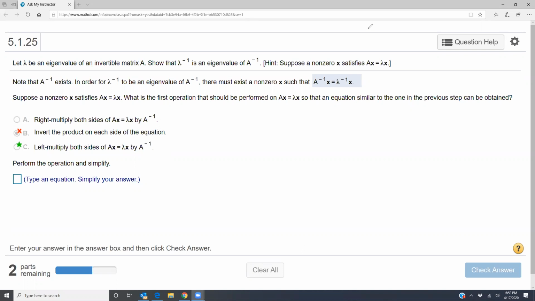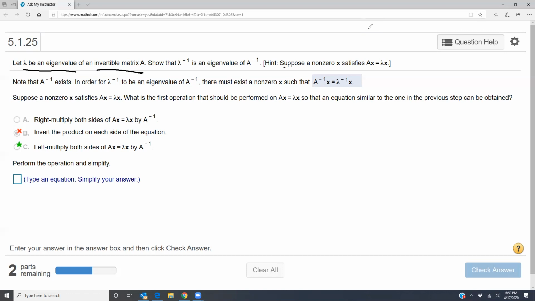This is a video to address a student question on section 5.1, number 9. We're dealing with eigenvalues in this section, and the problem says, let lambda be an eigenvalue of an invertible matrix A. So we know that lambda is an eigenvalue and matrix A is invertible. Show that lambda to the negative 1 is an eigenvalue of A inverse. Hint, suppose a non-zero x satisfies Ax equals lambda x.